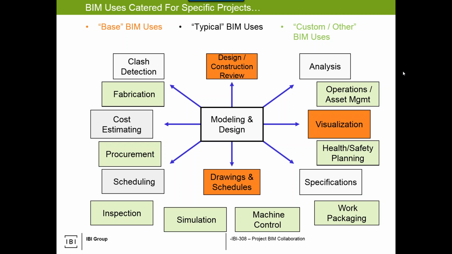And then the others, the custom ones, they are not all representative of what could be done, but there's some of them. You can send information straight to a fabricator. You can have en masse procurement of items. You can inspect. You can simulate. You can use GPS controls to drive the machinery on site. Contractors can divide the work packaging, etc. There's a lot of possibilities there.